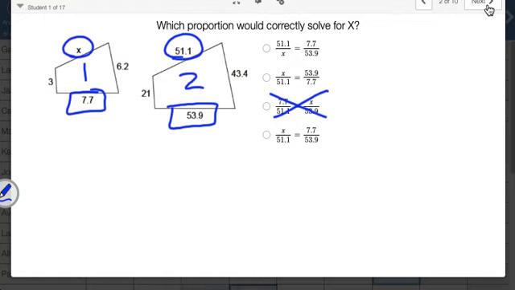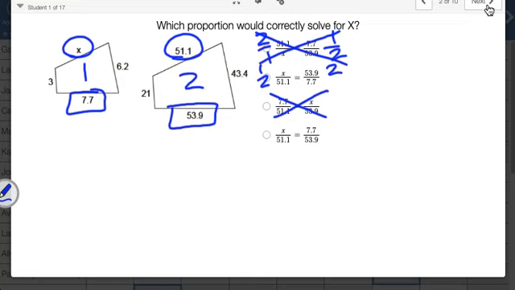So looking at option number 1, 51 is coming from the second shape, so that's shape 2 to shape 1, but then 7.7 is coming from shape 1 to shape 2. So that does not work. Second option, x again is shape 1, 51.1 is on shape 2, 53 though is on shape 2. So that's bad. It needs to go 1 to 2, 1 to 2.